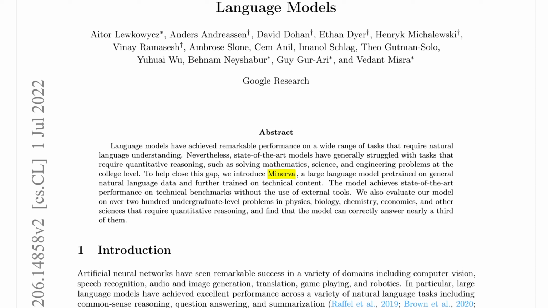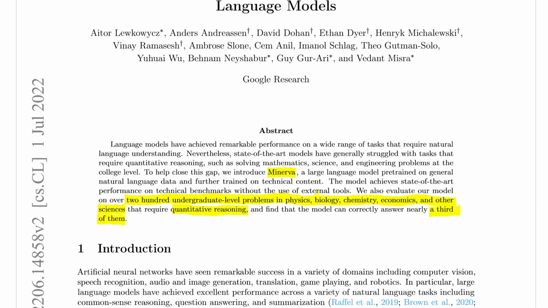If we look down here, it says they evaluate on 200 undergraduate level problems in physics, biology, chemistry, economics, and other sciences that require quantitative reasoning skills. And that isn't to say that it will be able to solve all of these, but it is able to solve some of them, and to what extent? Well, nearly a third of them. So it's pretty impressive. We can actually take a look at some of the example problems.